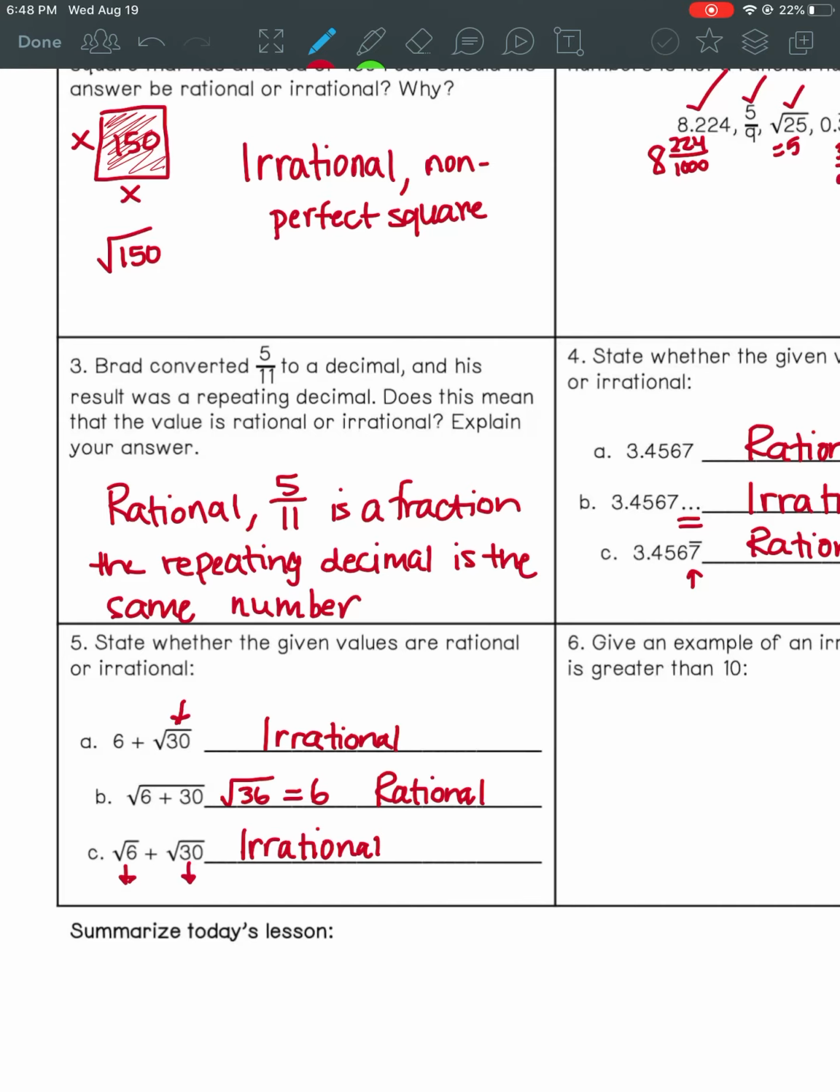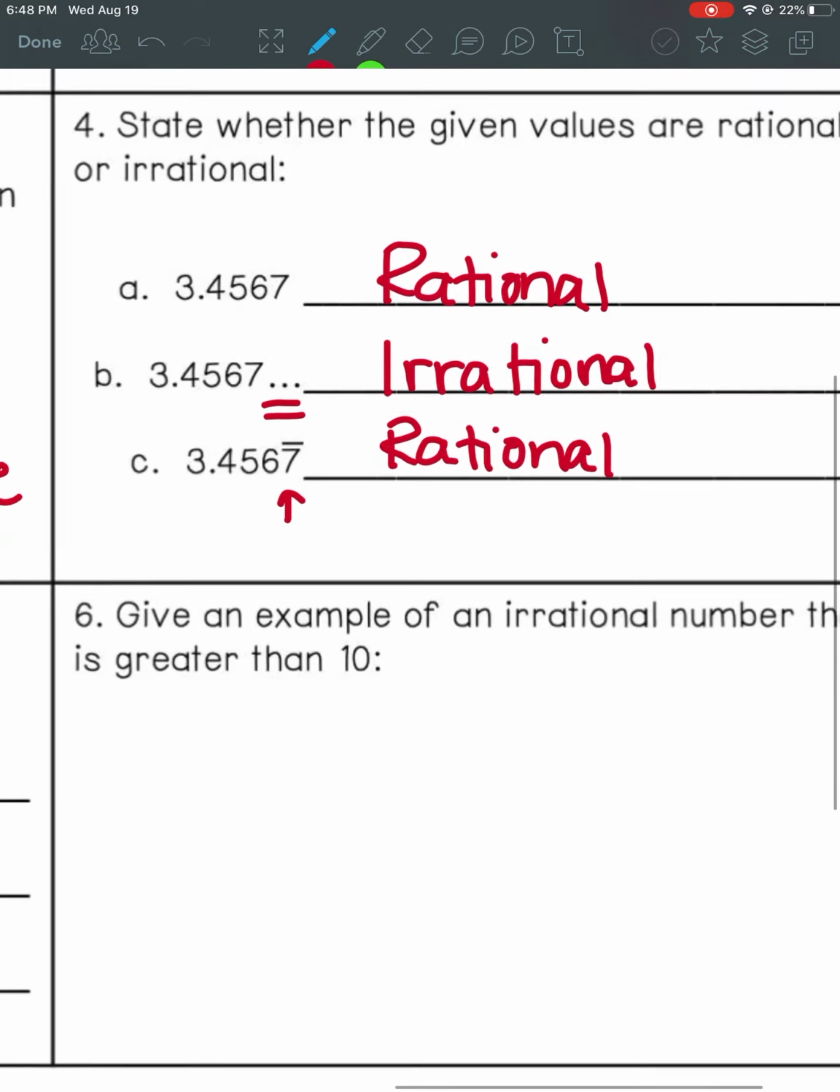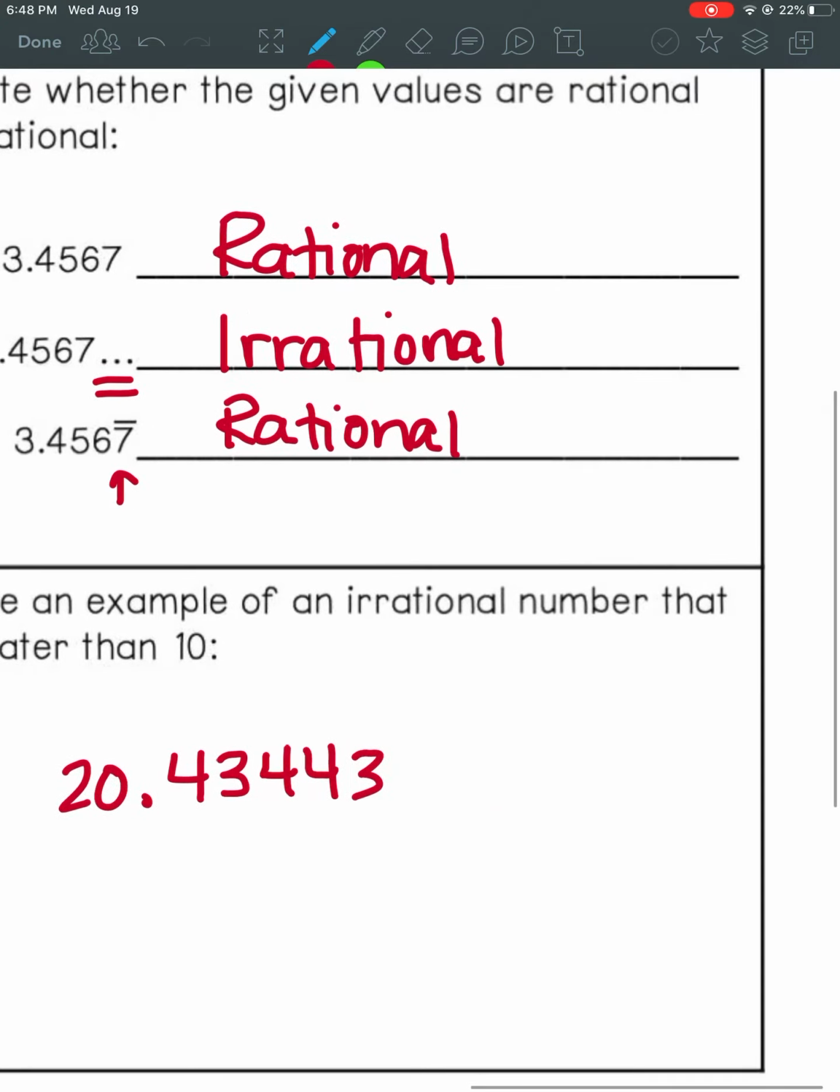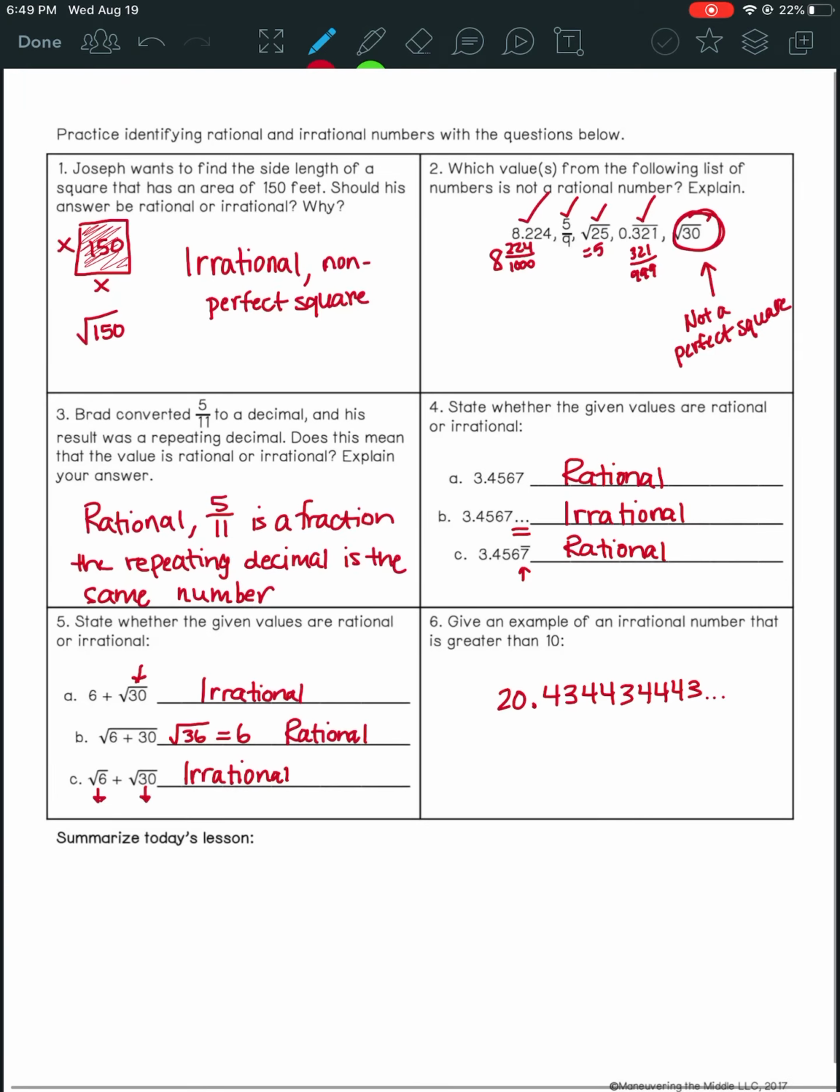Okay? Last one, just give an example of an irrational number that is greater than 10. There's so many different answers for this. I'm going to write down just a random one. What if we did 20.43443? I've seen this example before. 4443, and I'm going to put those little dots. This is showing that it goes on and on forever. There is a pattern, however, there's not a certain number or numbers that repeat over and over. So this is an example of an irrational number.